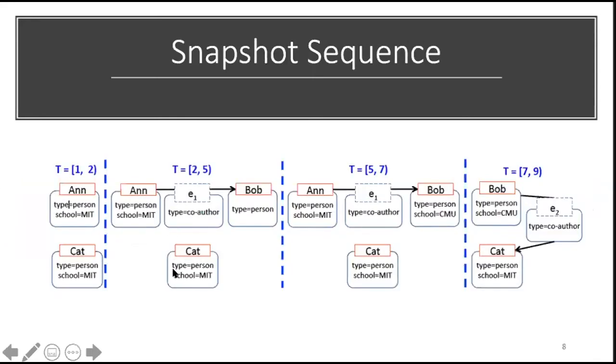A T-graph is semantically equivalent to a sequence of conventional, or non-temporal, graphs called snapshots. One can record one snapshot per time point, or associate each snapshot with time intervals during which the graph did not change. We show such an interval-based representation here.